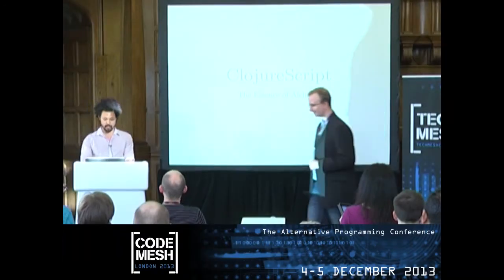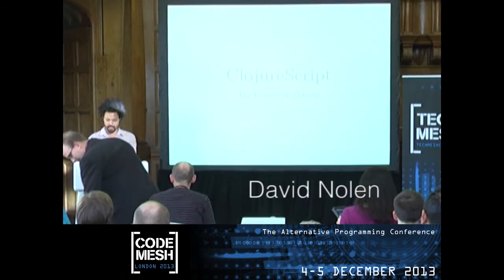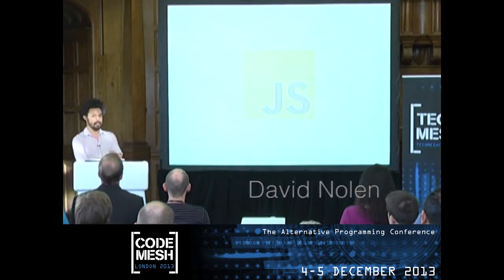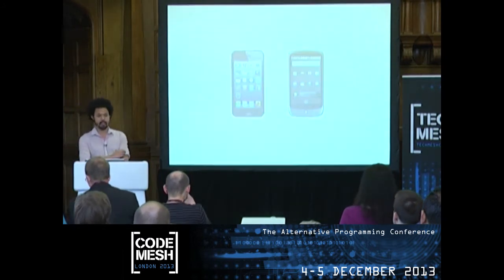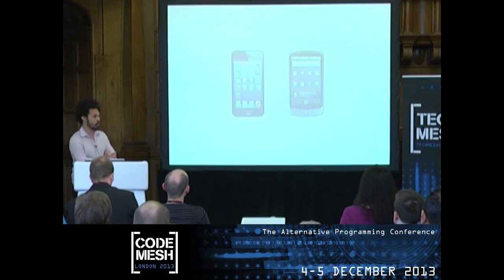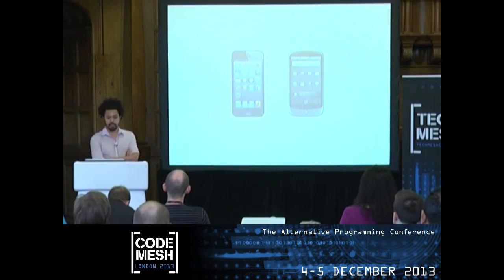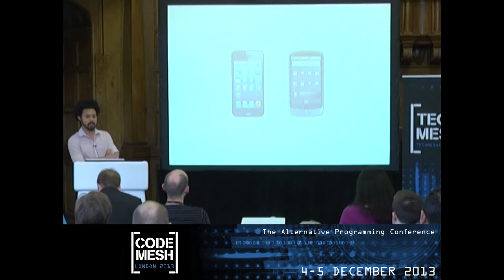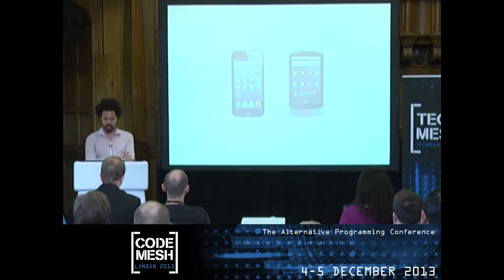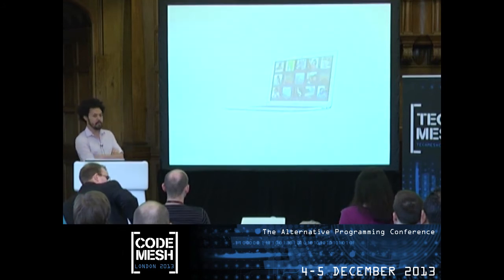So the name of this talk is ClojureScript, the essence of Alchemy. So I think everybody is well aware JavaScript is quite ubiquitous these days. In fact, if you're trying to write portable code for mobile devices, a lot of companies are opting to do native shells, but in the app itself, you're actually writing HTML, CSS, and JavaScript.